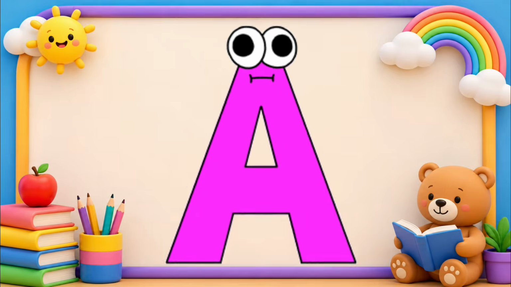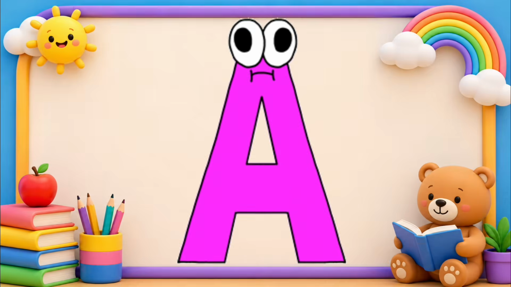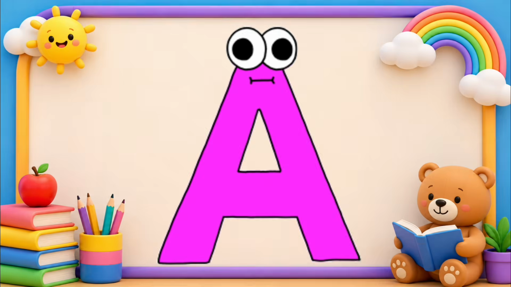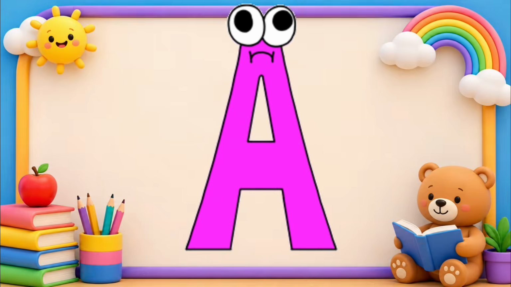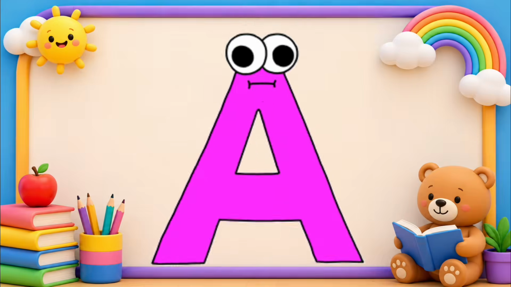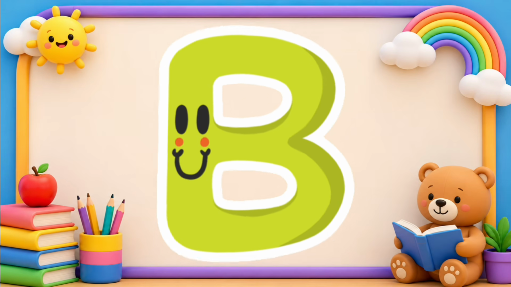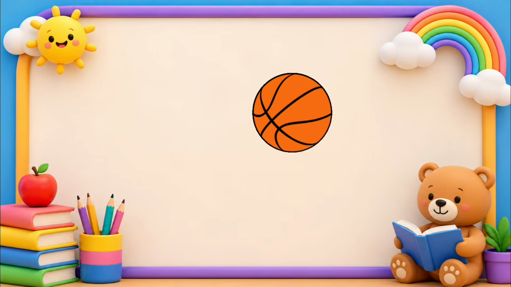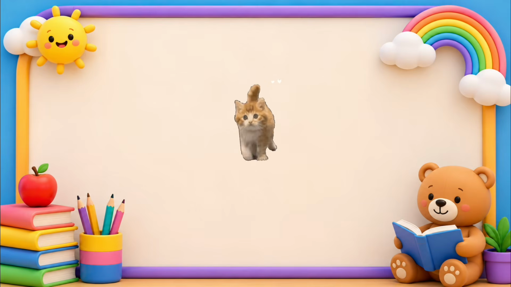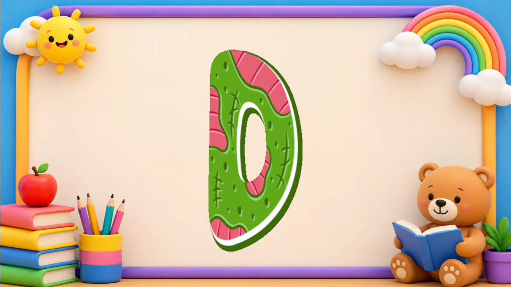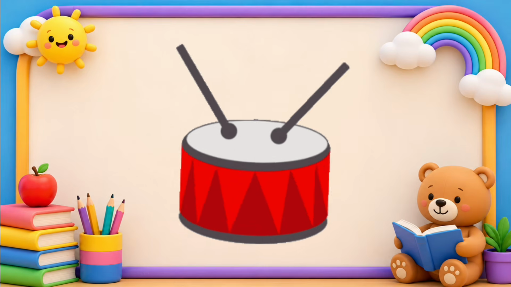First letter is A. A is a vowel. It has two sounds. Long sound is A and short sound is A. Apple. Next B. B. Ball. Next C. K. Cat. D. D. Drum.